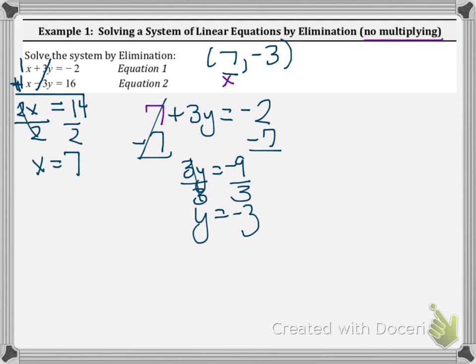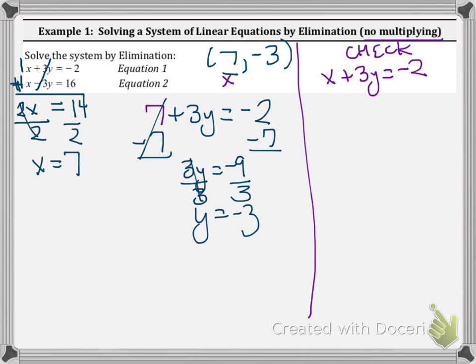Now an important piece to this is that you do check. Check the solution in both equations. So let's plug it into the first one. We have x plus 3y equals -2. We want to plug in 7 and -3.